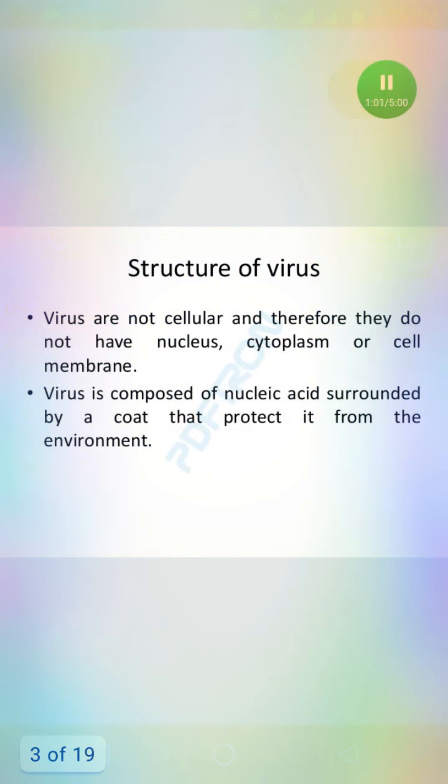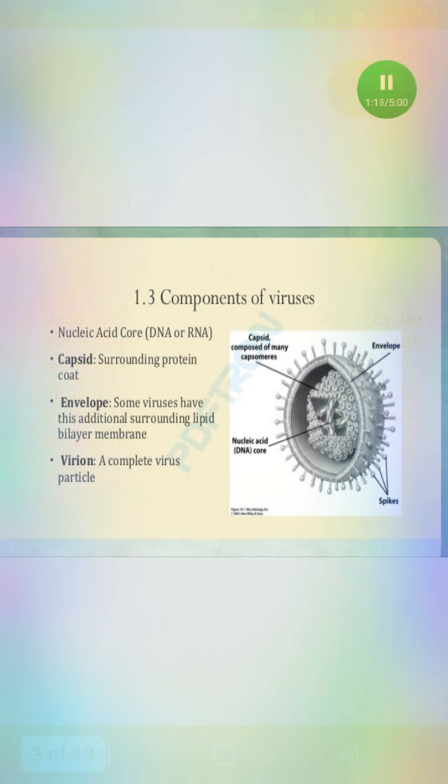Let's discuss the structure of viruses. Viruses are not cellular and therefore they do not have a nucleus, cytoplasm or cell membrane. A virus is composed of nucleic acid surrounded by a coat that protects it from the environment. Let's discuss the components of viruses: nucleic acid core, DNA or RNA; capsid, the surrounding protein coat; and envelope. Some viruses have additional surrounding layers below the membrane, where a complete virus is infectious.